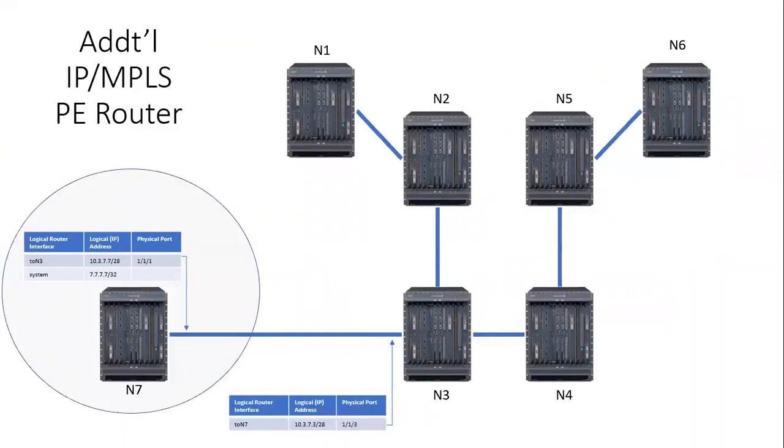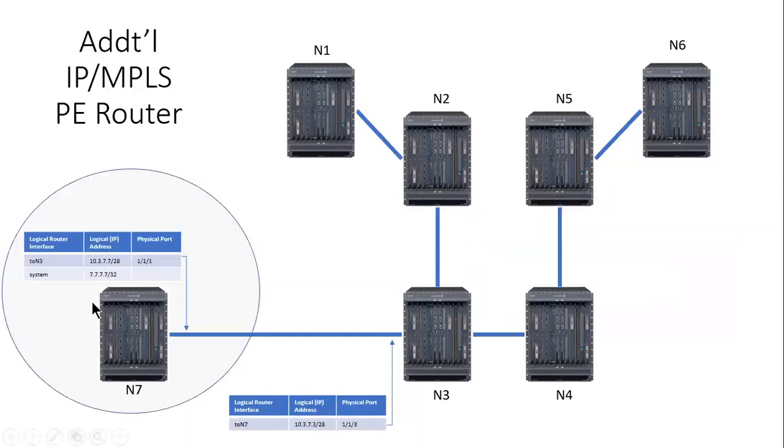All right, so we are going to be adding an additional IP MPLS provider edge router. Its name is going to be N7, and it's going to host our subscriber site in Dallas, R3. And N7 is going to be stubbed off of router N3. And on router N3, we're going to have the physical port 113. We're going to bind that physical port to the logical router interface 2N7. And we're going to assign that logical router interface the logical IP address 10.3.7.3/28.